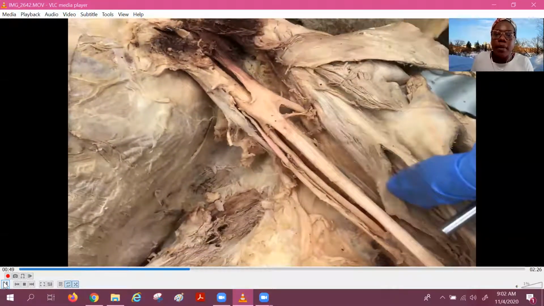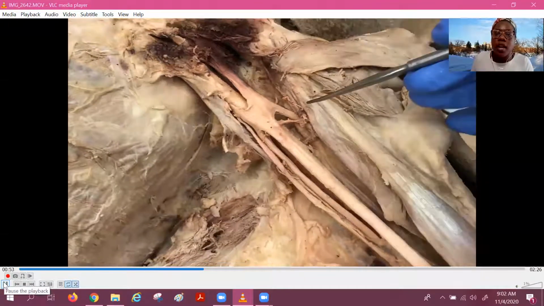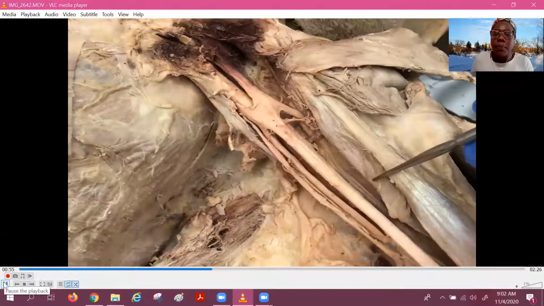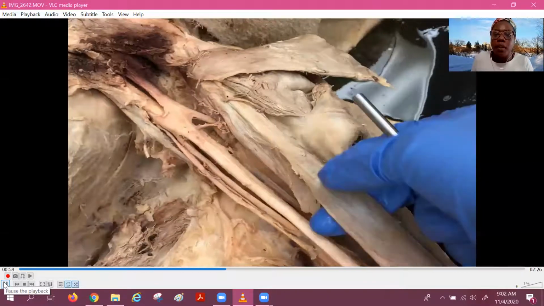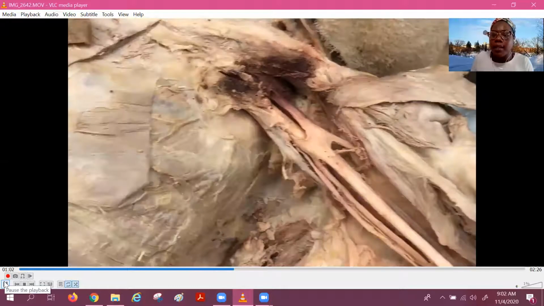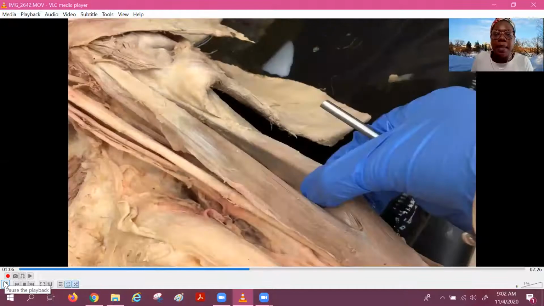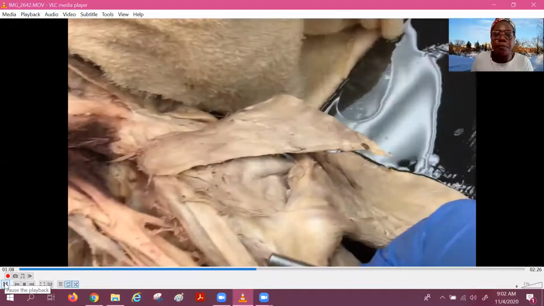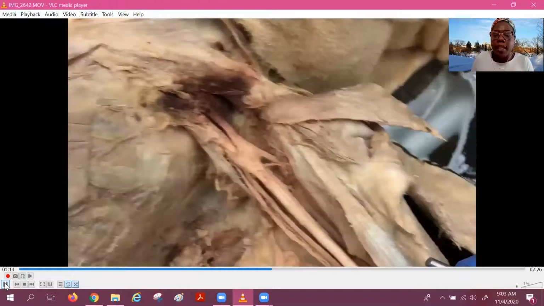And as you can see, that's the coracobrachialis muscle, which is being pierced by the musculocutaneous nerve. Coracobrachialis is a little bit deep to biceps brachii. So biceps brachii is what I'm holding here. And then deep to that, we can appreciate the coracobrachialis. They are the two heads of biceps brachii. And then brachialis even deeper.